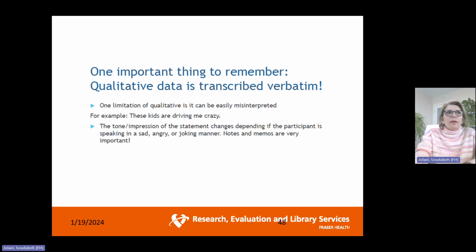One important thing to remember, qualitative data is transcribed verbatim. One limitation of qualitative is it can be easily misinterpreted. For example, "these kids are driving me crazy." The tone, impression of the statement changes depending if the participant is speaking in a sad, angry, or joking manner. Notes and memos are very important because when it is transcribed, you don't have the tone, you don't have the feelings besides the words that the mother said.